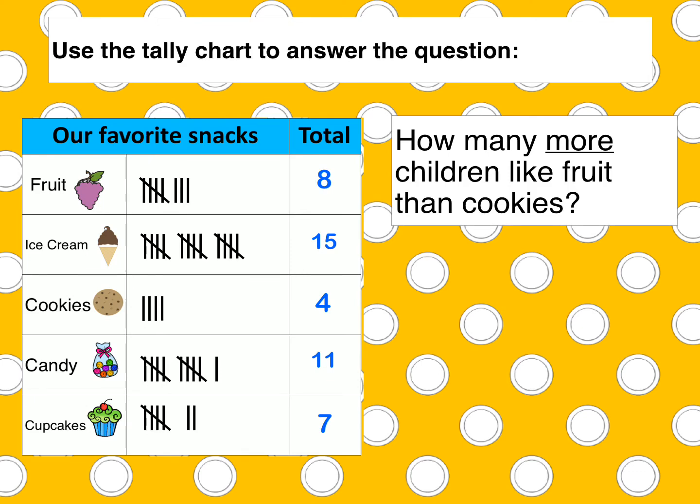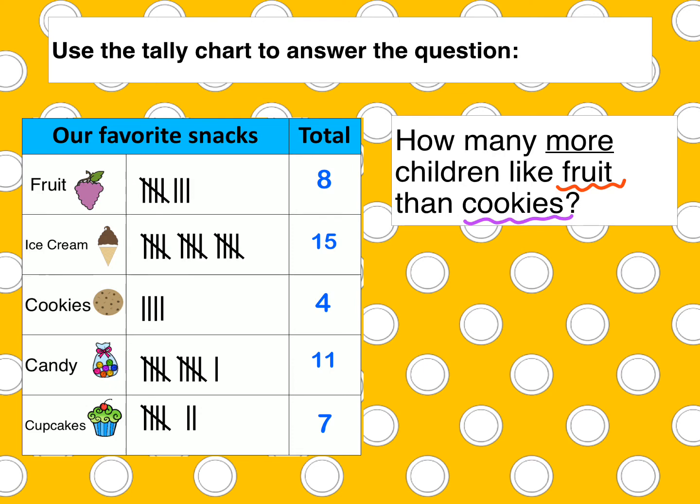Now let's do this together. How many more children like fruit than cookies? Now, do you remember when we compare numbers, when we see the words more than or less than or fewer than? That means that we are going to add or subtract. Excellent, we subtract, and we subtract the big number minus the small number equals the difference.